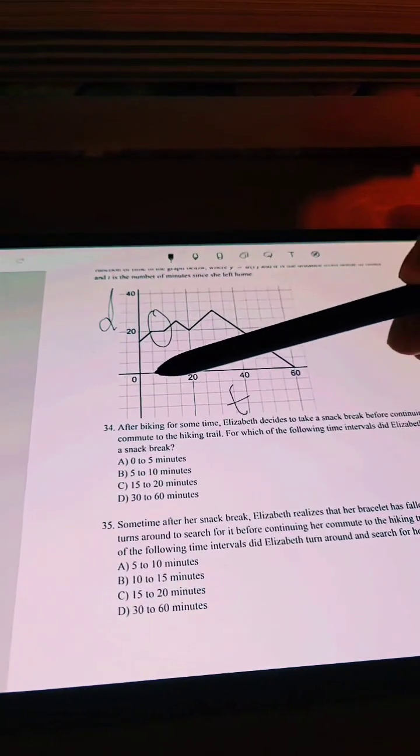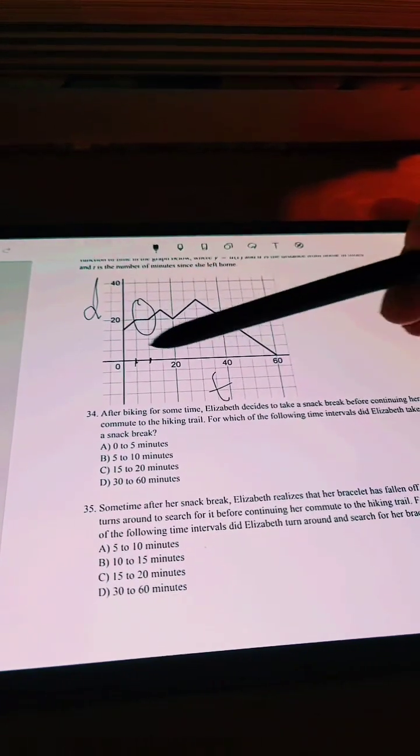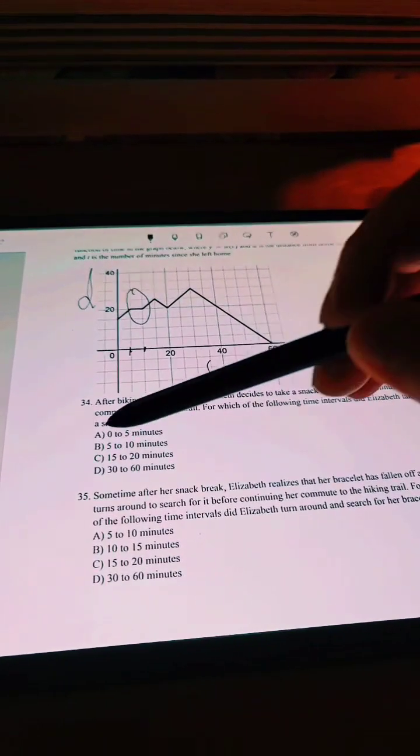So now we have to ask ourselves, what does that line up with? What lines up with here and here? Each of these boxes is going up by 5, so between 5 and 10 minutes, B.